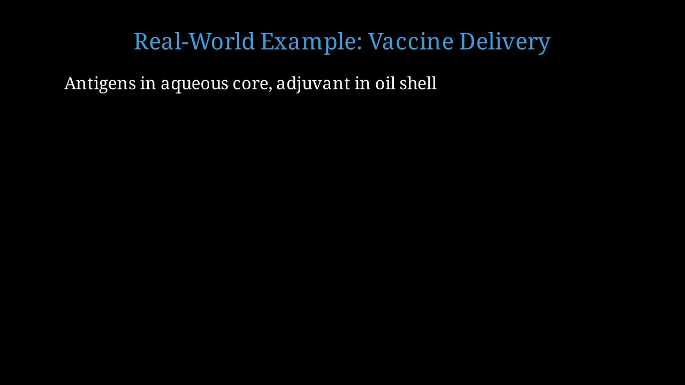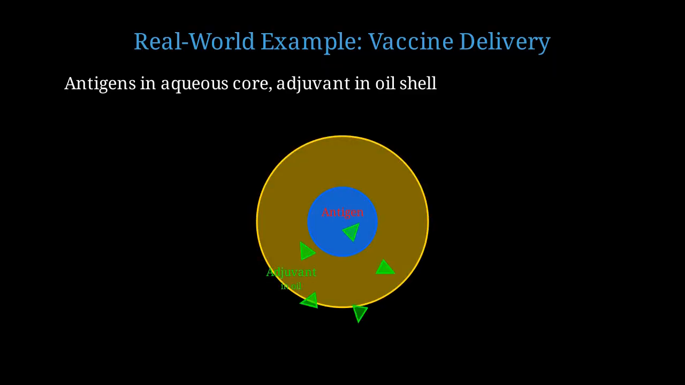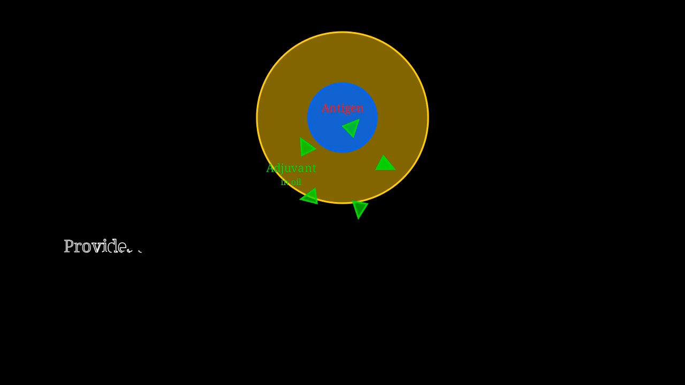Let's examine a real-world application: vaccine delivery using double emulsions. The protein antigen is encapsulated in the aqueous core, while an immunostimulatory adjuvant is dissolved in the oil shell. This co-localizes both components. After injection, the emulsion slowly releases antigen, providing sustained stimulation of the immune system over weeks. The adjuvant enhances the immune response. This provides sustained release over weeks to months, eliminating the need for booster shots and improving immune memory formation.